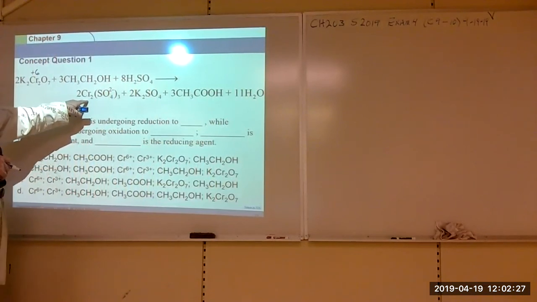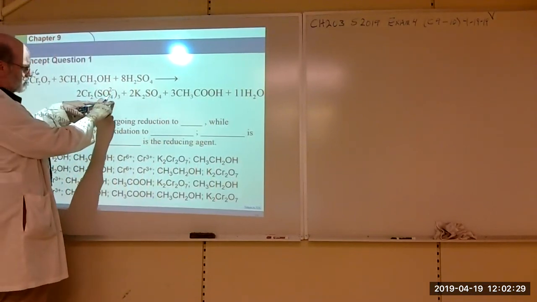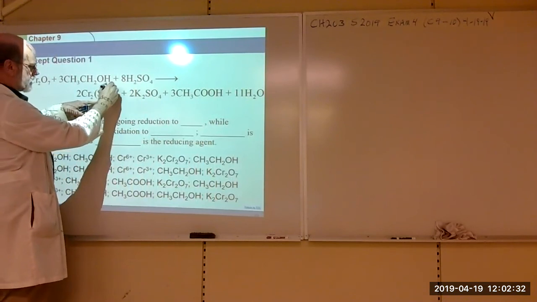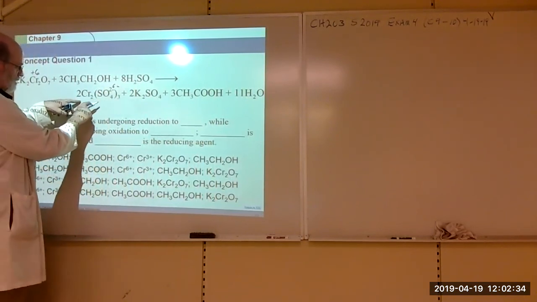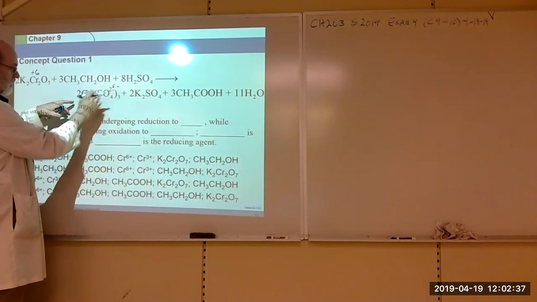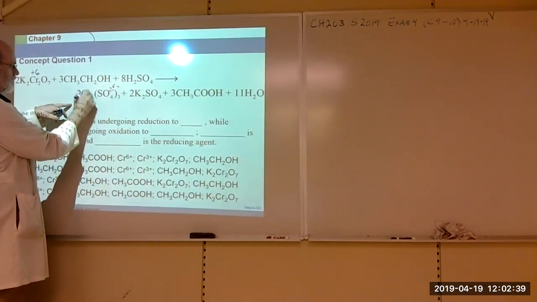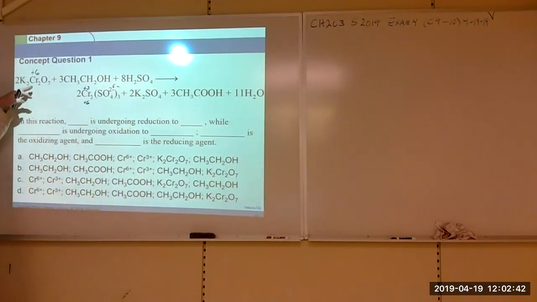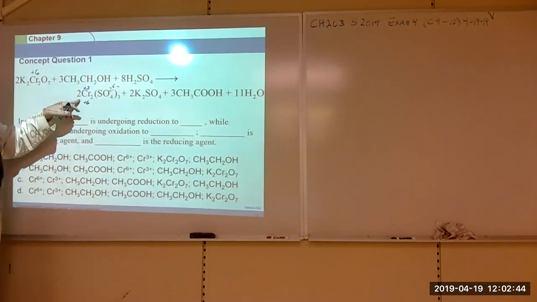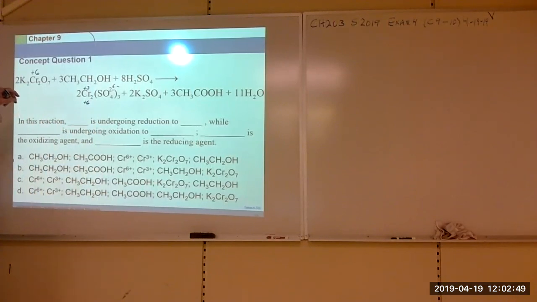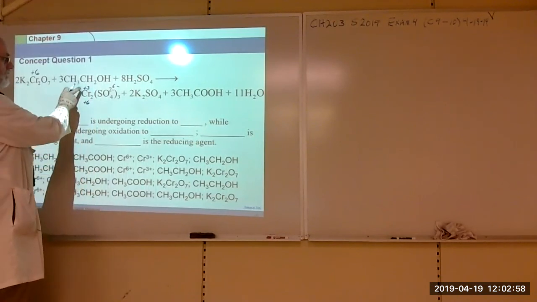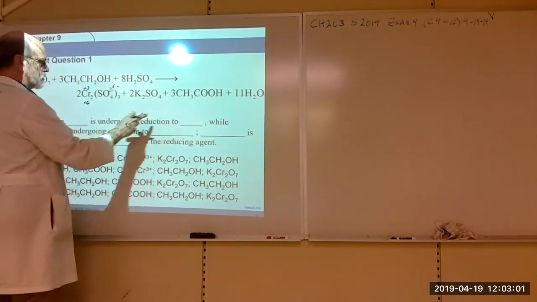How about this one? So if this is going to be 3 times 2 is 6 minus, that means that this overall molecule has to balance that. That means this is plus 6, that's plus 3. So chromium has been reduced from plus 6 to plus 3. And hydrogen, oxygen didn't change, so carbon must be changed. So we're going to go from this one to that one.